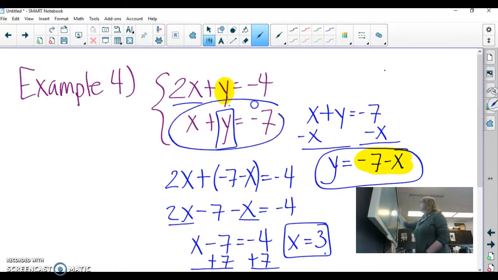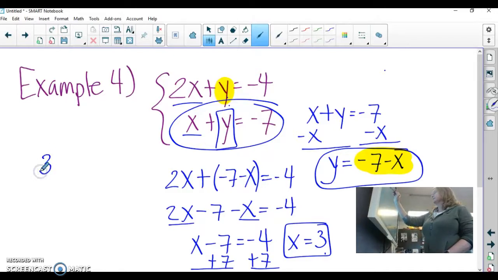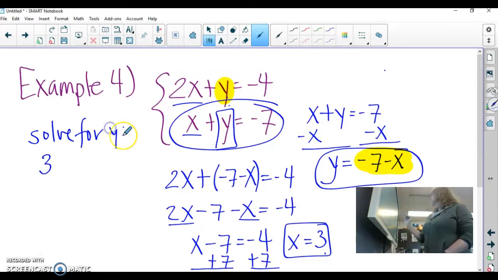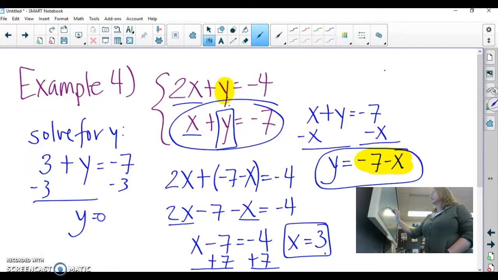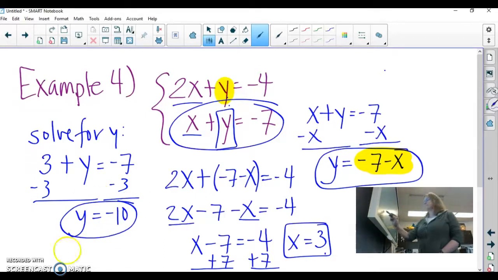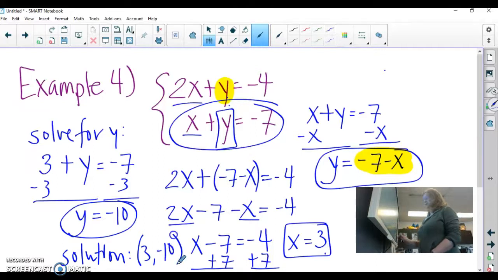And to me, this equation looks easier to use, so I'm going to put in 3 for the x. So now we're solving for y. 3 plus y equals -7. Subtract 3, and I end up with y equals -10. So my solution to the system is 3, -10. You can check that, pause the video and check it, make sure that it works.